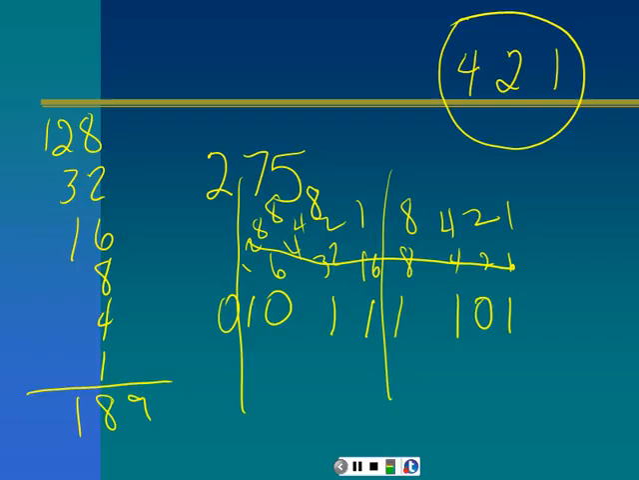11, but not in binary and not in hex. What's an 11? B. I'm okay with you telling me 11. I wanted you to, so that's fine. All right, so I got a B, and now I got an 8, a 4, and a 1, which is 13. And what's a 13? So my answer is 189 in decimal, right? 275 in octal, and BD in hex.